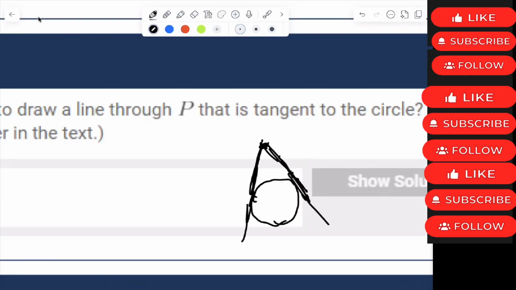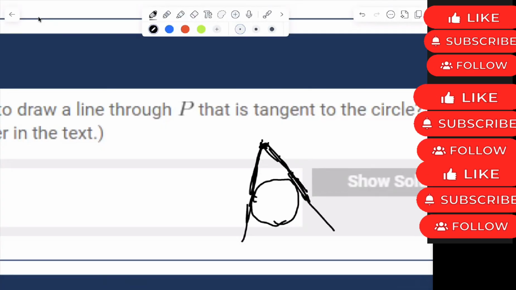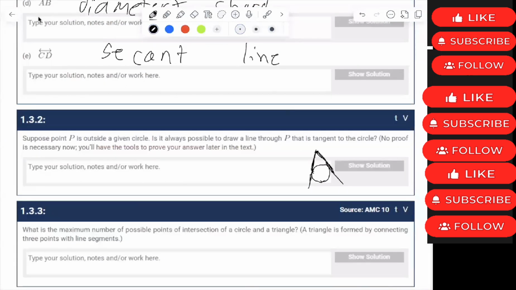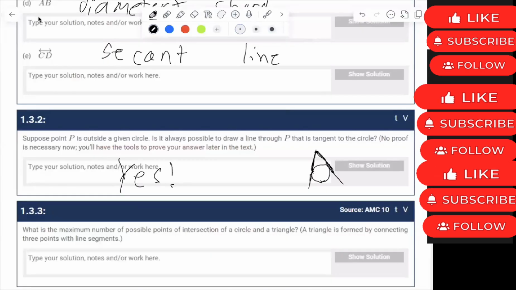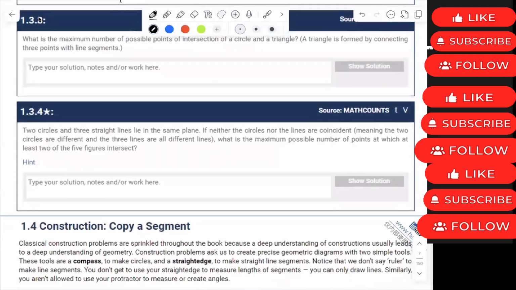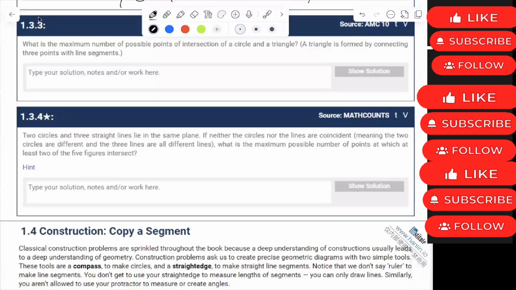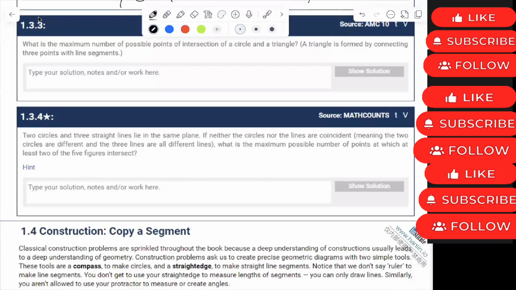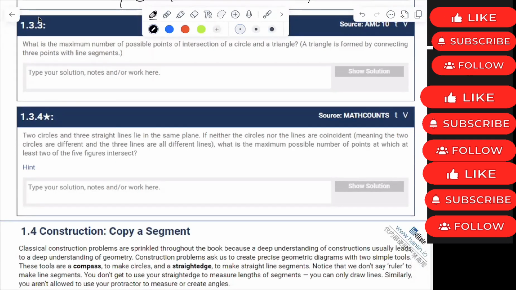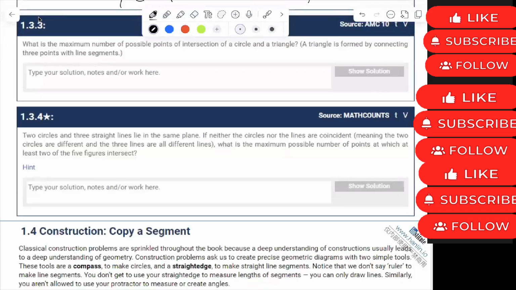This is only possible in two ways. So the answer is just yes. Now, what's the maximum number of points of intersection of a circle and a triangle? A triangle is formed by connecting three points with line segments. Let's give this question a try and turn it in through chat.